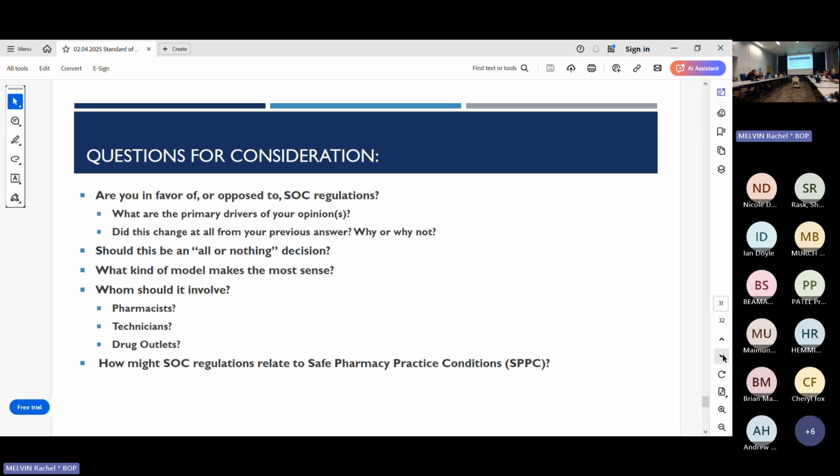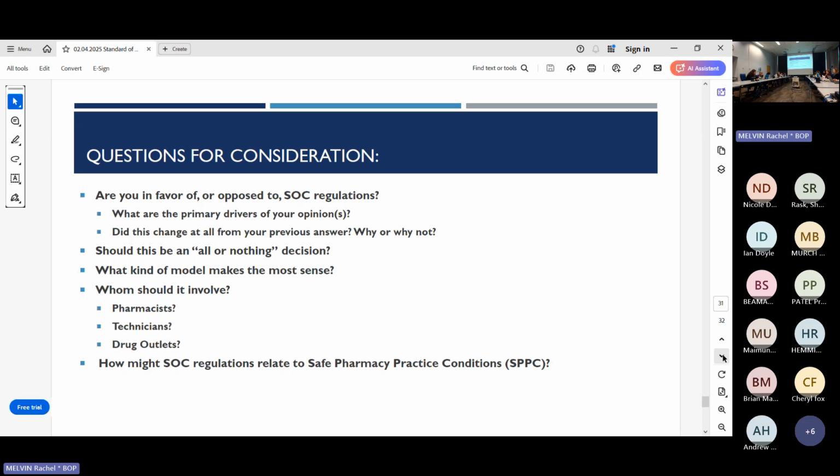And should this be an all or nothing decision? Most often when we refer to adopting standard of care regulations, what people mean by that is it is an all or nothing thing. So they're completely dropping most all bright line regulations. So that's good to understand in the context of conversations you might have outside of the board here. And in that vein, what kind of model makes the most sense? And whom should it involve?